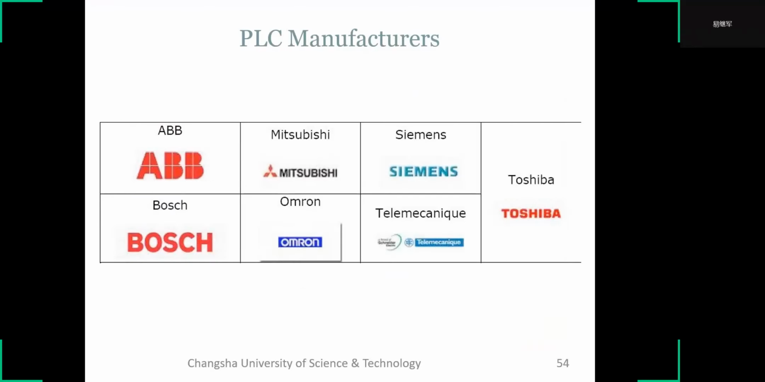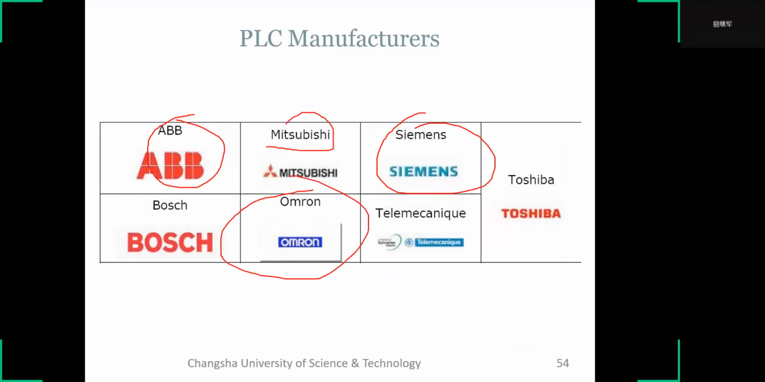These are the PLC manufacturers: Siemens, ABB, Omron, Toshiba.